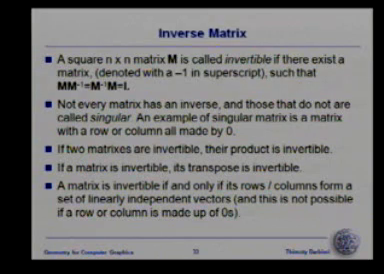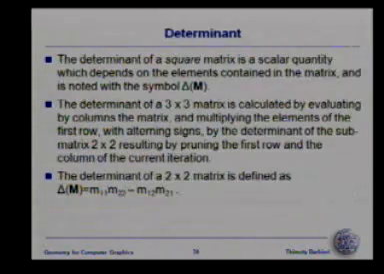An example of a singular matrix is a matrix with one row, or one column, all made by 0. Or a matrix with 2 rows with the same numbers, 1, 1, 1, 1, 1, 1. Why? Because that depends also on the determinant, right? Do you remember? Well, let's introduce the determinant. But a matrix is invertible if and only if its rows and columns form a set of linearly independent vectors. This is related to the determinant.